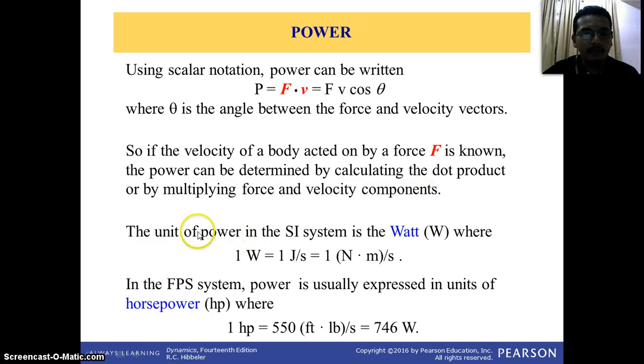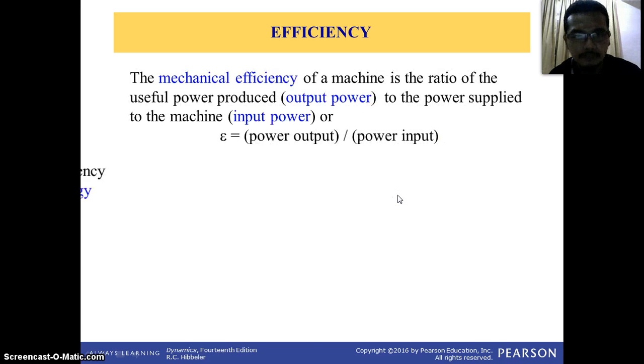The unit of power in the SI system is the watt, W, where 1 watt is equal to 1 joule per second, or also equal to 1 newton meter per second. In the FPS system, power is usually expressed in units of horsepower, where 1 horsepower is equal to 550 foot-pounds per second, or equivalent to 746 watts.